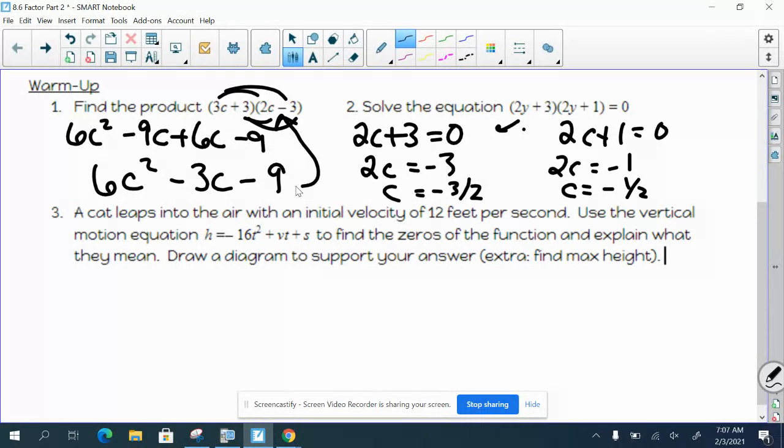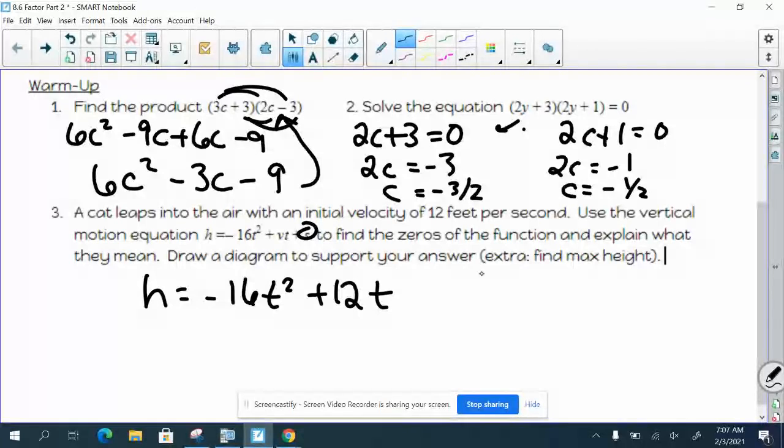All right, and then this is just a review problem of the velocity equation, or the vertical motion equation. If a cat leaps into the air with an initial velocity of 12 feet per second, we'll use this equation to find the zeros of the function. So here we would do h equals negative 16t squared, that part will always stay the same, plus v stands for the initial velocity, which is 12, and then s stands for the initial height, but the cat assumingly jumps from the ground, so the initial height is 0.